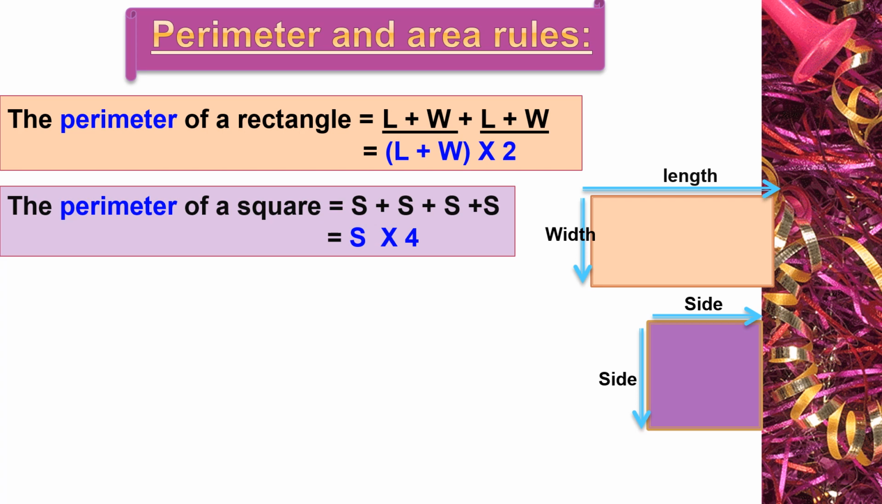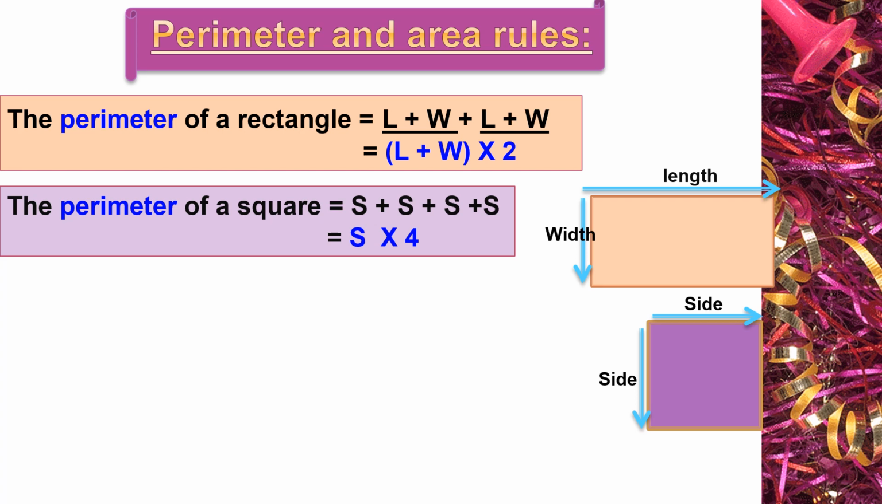The perimeter of a square. We said perimeter is the distance around the shape, so I will say side plus side plus side plus side, right? Here, side is repeated how many times? 4, so I can call it repeated addition, right? So I will take side times 4 because it's repeated 4 times. So the perimeter of a square is side times 4. We should memorize it very well.